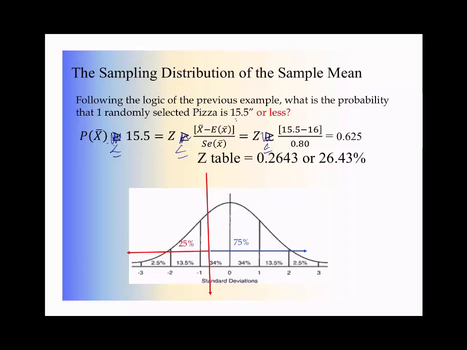So here we've got 15.5 minus 16, we get this 0.8. So the value, 0.8 is the standard deviation. This is one randomly selected pizza. So we get this 0.625. We look this up on our Z-chart and we get 0.2643. So this number should actually be a negative 0.0625, right? Because 15 minus 16, that's going to give us a negative number.